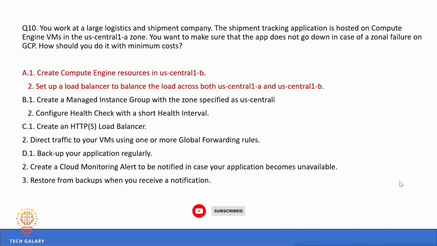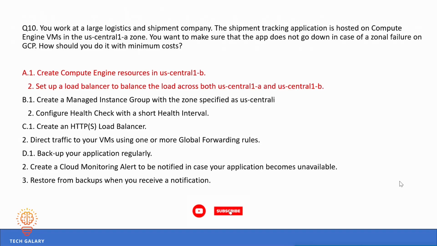Now let's take a look at option D. Backup your application regularly. Create a cloud monitoring alert to be notified in case your application becomes unavailable. Restore from backups when you receive a notification. Here, backing up is a good practice, but it does not help with a zonal failure. And creating a cloud monitoring alert will send us a notification when the application goes down. So backing up the application regularly and creating a cloud monitoring alert will not ensure that the application does not go down during the zonal failure. So option D is incorrect. So options B, C and D are incorrect.